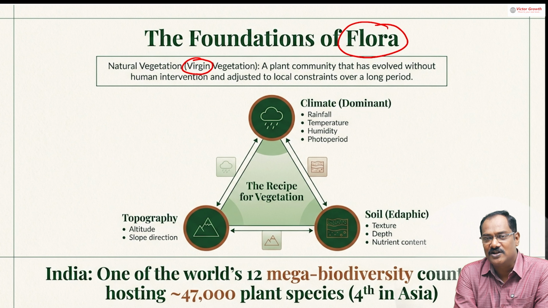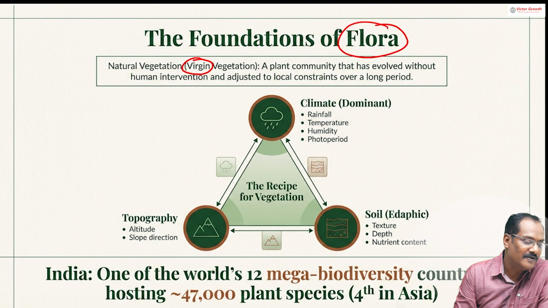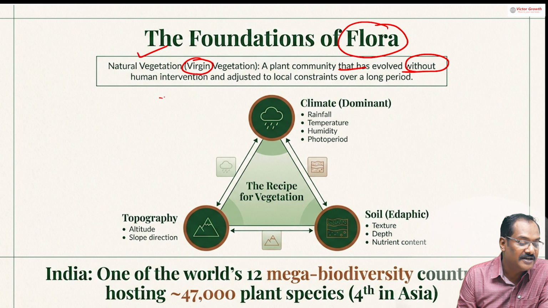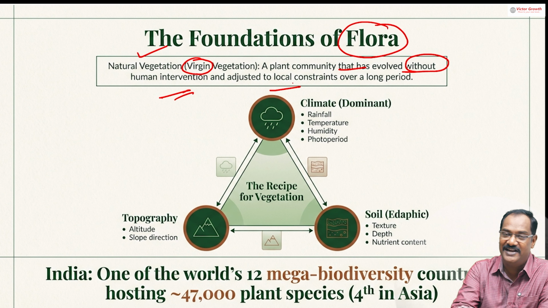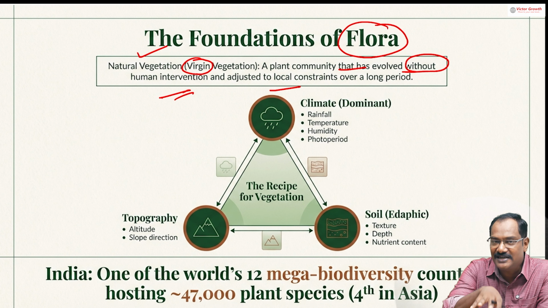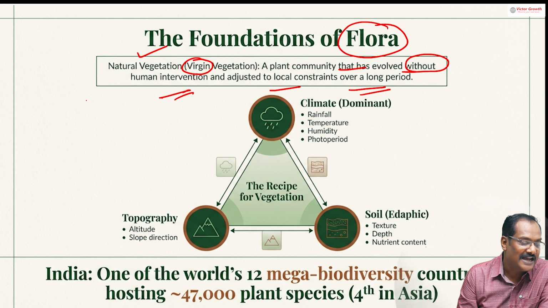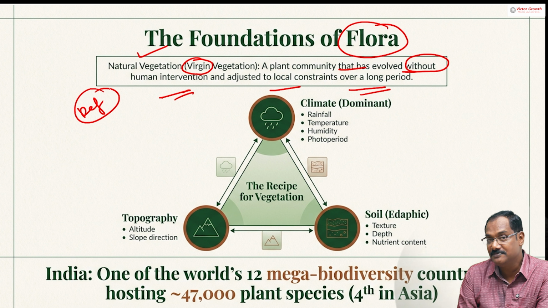So it is a virgin forest, not disturbed by humans. That is what we call natural vegetation. A plant community that has evolved without human intervention, adjusted to the local constraints. There are some difficulties with that, but it has adjusted over a long period of time. So this can be a definition if they are asking, even in prelims it is possible.